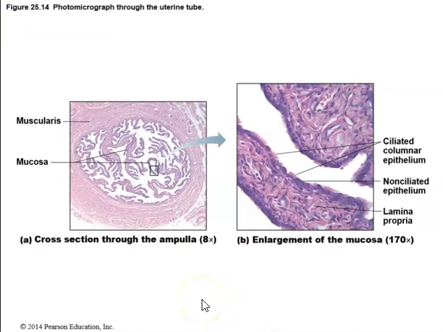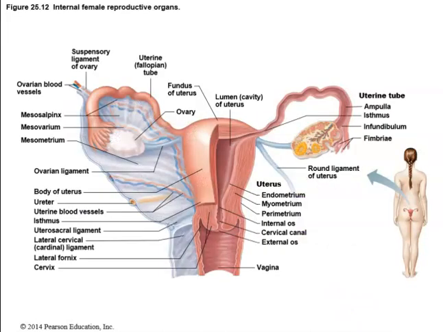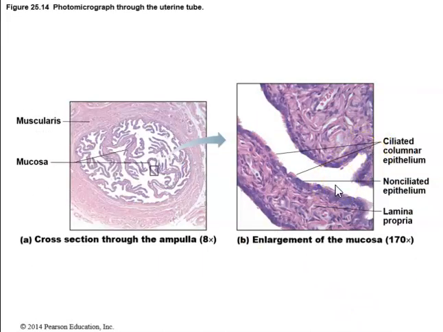So here we see a cross-section of the fallopian tube through the ampulla. We can see that muscular layer, and then we see an enlargement of the mucosa. We have ciliated columnar epithelium and some non-ciliated epithelium. Again, that cilia is important for the movement of the oocyte towards the uterus, and if it is fertilized by a sperm, it will move towards the uterus due to the ciliary action of the epithelium and hopefully implant into the uterus.